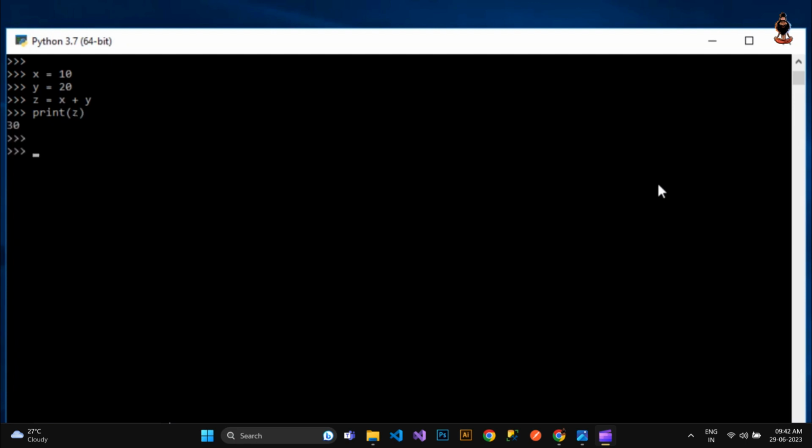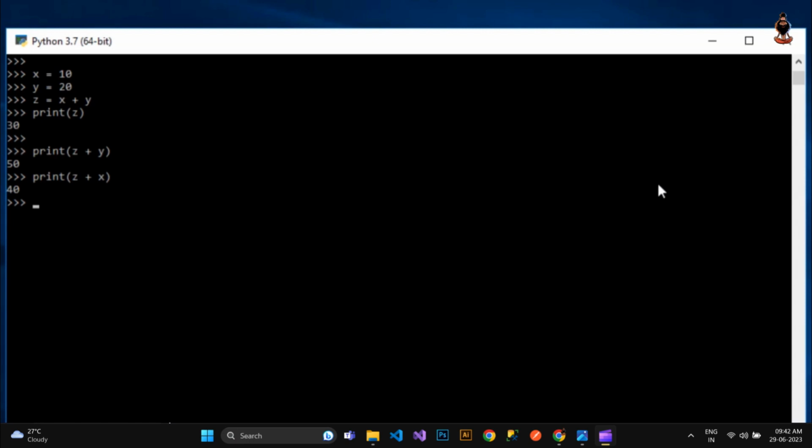What if I need to perform addition with z itself and then store the value? What I am saying is I need to perform z equals to z plus x. How can I do that in short form? The z value is now 30 and the x value is 10, so the result will of course be 40. Let me print that so we can remember what I was trying to do. I was trying to do z plus x in simple terms.